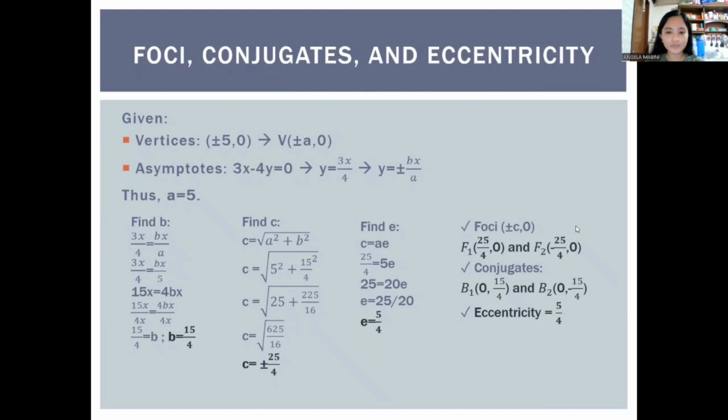So ngayon, na nahanap na natin silang tatlo, ang ating foci is, yung ating unang focus is 25 over 4, 0, and yung pangalawa is negative 25 over 4, 0. And yung ating conjugates, yung ating unang conjugate is 0, 15 over 4, and yung pangalawa is 0, negative 15 over 4. And yung ating eccentricity na 5 over 4.